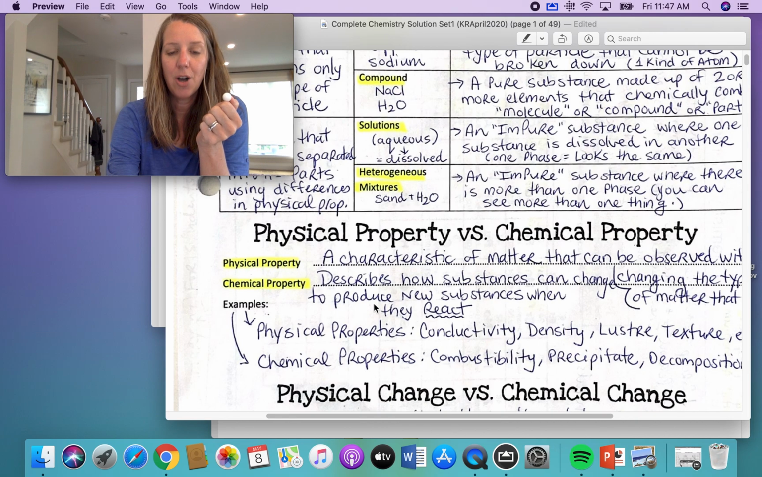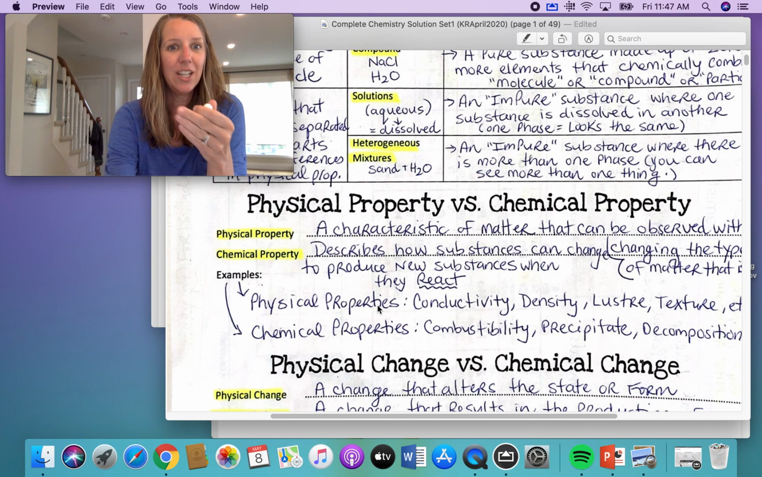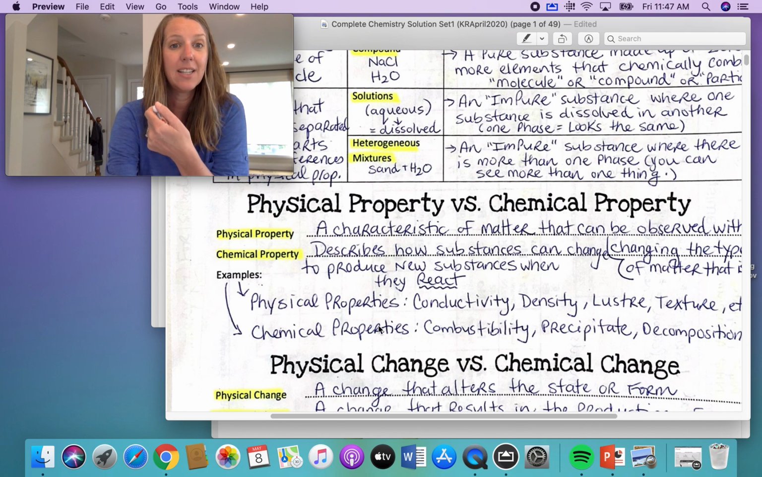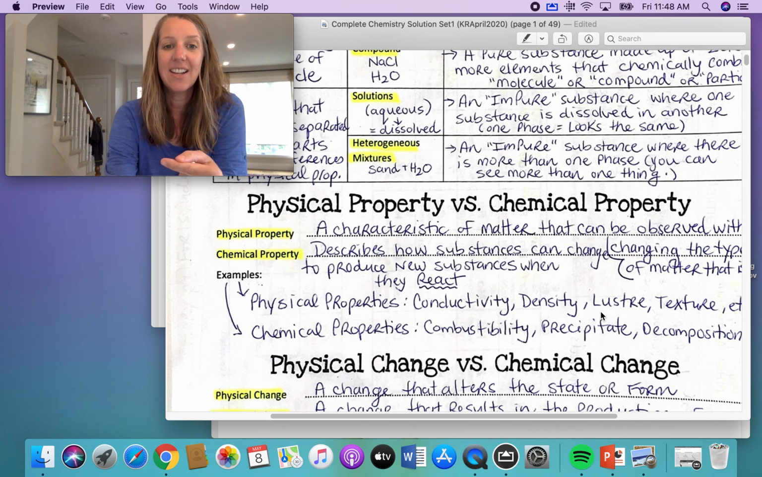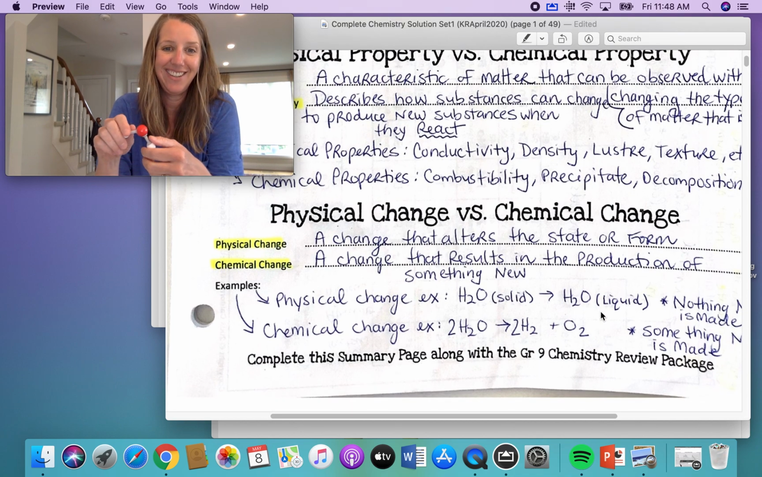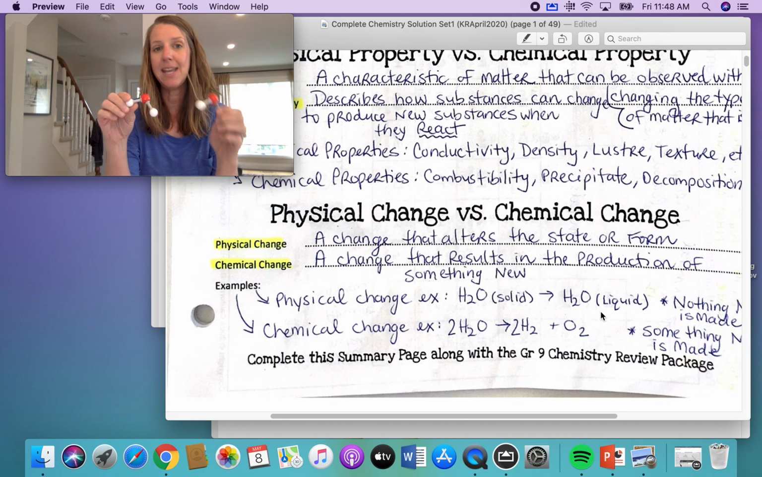Okay, the next two common definitions we learn about in chemistry are physical property and chemical property. Simply, what does it look like and how does it react? So things like conductivity, density, luster, and texture are physical properties. Chemical properties, something like combustibility. Does it make a precipitate, right? That's that word that means, does it make a solid or does it decompose? So how does it react? That's a chemical property. When we look at changes, and you did this in grade 9, right? You talked about a physical change versus a chemical change. So you want to think about it, does it make something new or not?